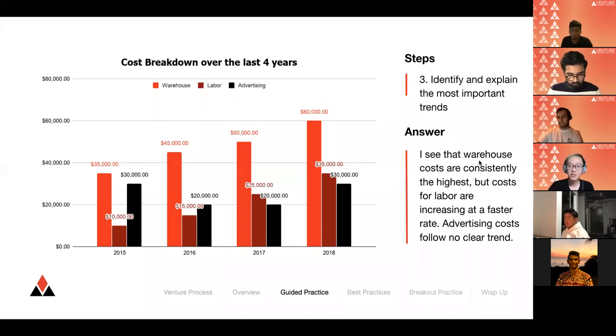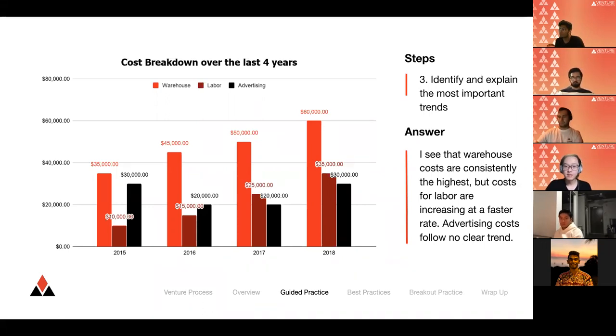Step number 3 is to identify and explain the most important trends. So what is the thing that sticks out the most about the graph? You should probably point those out. So we see that the warehouse cost here is consistently the highest across the last 4 years. We also see that costs for labor have increased from 10,000 to 35,000 in nearly 3 years. That is an incredibly fast rate at which labor costs have grown. And then, since we have time and this graph is not overly complicated, we can also say that advertising costs don't have much of a trend. It starts out at 30,000, drops down to 20,000, but it comes back to 30,000.